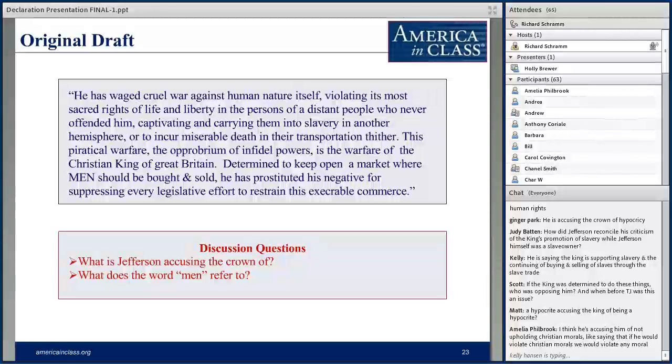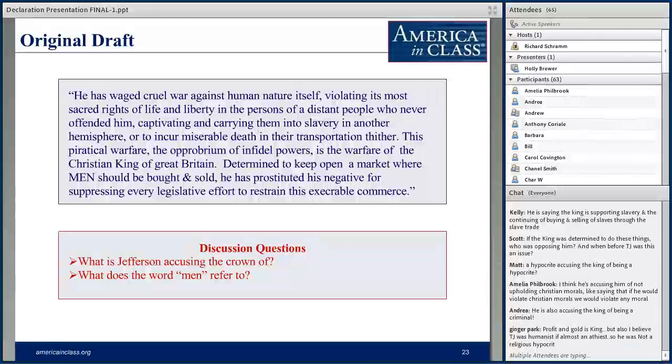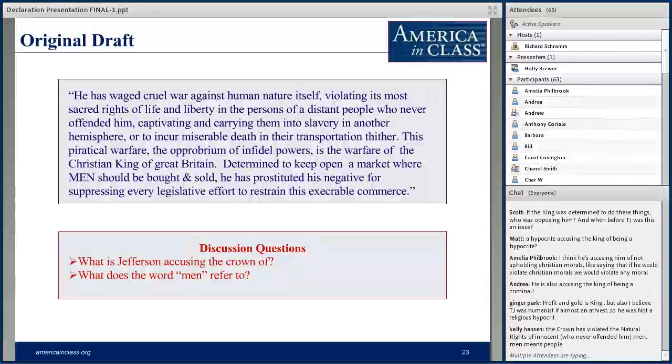Okay, so what is Jefferson accusing the crown of? And we have several answers. He is saying the king is supporting slavery and the continuing buying and selling of slaves throughout the slave trade. The king is determined to do these things. Who was opposing him, and when, before Thomas Jefferson, was this an issue? We're accusing the king of being a hypocrite here. I think he's accusing the king of not upholding Christian morals, like saying if he would violate Christian morals, he would violate any morality. Profit and gold is king, but also I believe Thomas Jefferson was a humanist, if almost an atheist, so he was not a religious hypocrite. The crown has violated natural rights of innocent people who never offended him.